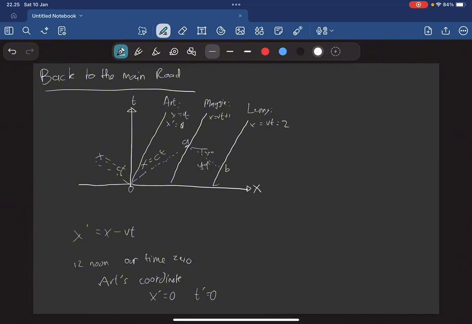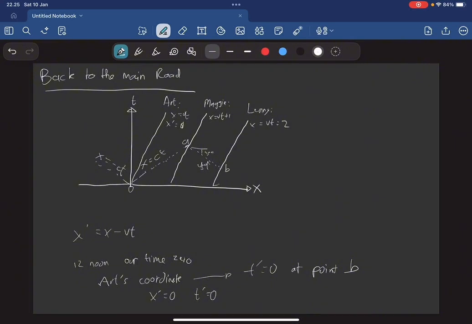As we can easily see from the figure, point B lies above the x-axis and not on it. What we have just shown is that the origin and point B are simultaneous even in Art's frame. In other words, the moving observer Art will say that t prime equals 0 at point B. So for him, t prime equals 0 at point B.